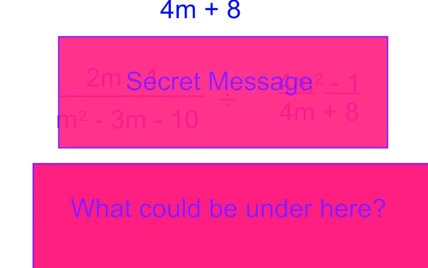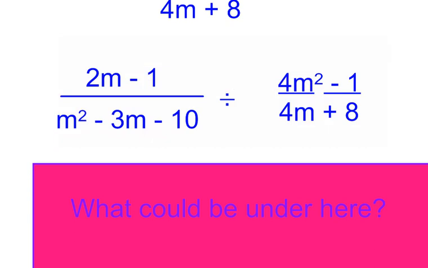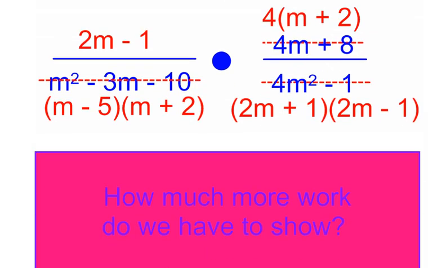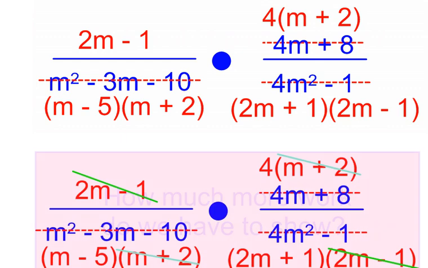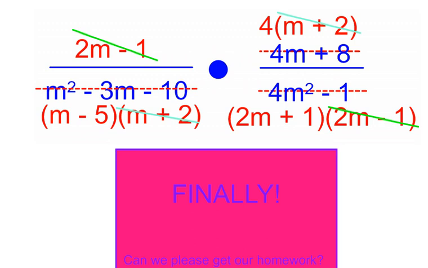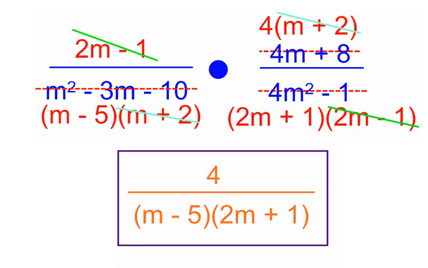So as you did this, hopefully you rewrote it like this, which then led you to write it as a multiplication. Here's what I got when I factored. So you can see I reduced each one that I could. And then this is my work for canceling. And then that is my final answer.